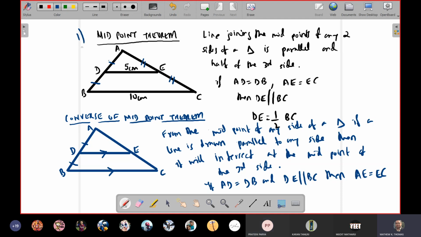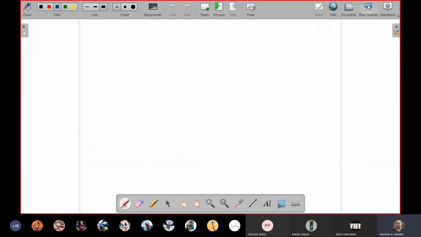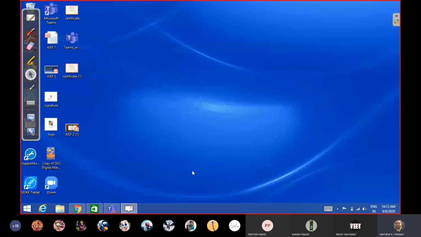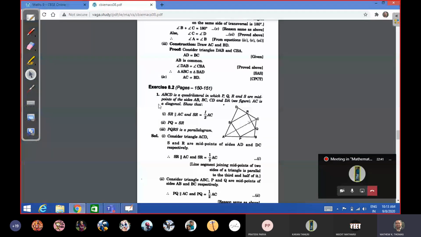Yes, sir. Okay, so now we are going to use midpoint theorem and converse of midpoint theorem in the second exercise 8.2. Okay, so let's come to the question. So this is the question given to you. ABCD is a quadrilateral in which P, Q, R, S are the midpoints of the sides AB, BC, CD, and DA. AC is the diagonal. We have to prove that SR is parallel to AC, SR is half of AC, PQ is equal to SR, and PQRS is a parallelogram. Okay, these are the three things.